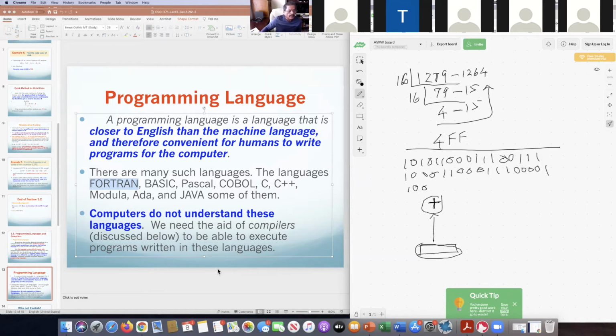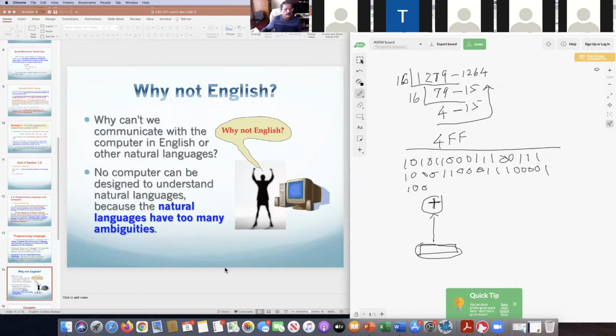Anyway, the compiler: for every language, there's a compiler. The compiler is a program that can translate a program written in that language to machine language. So you need to have a program, the compiler program, in order to use any language.